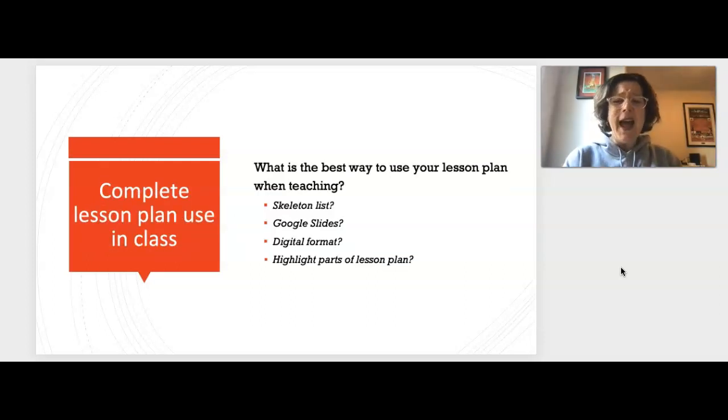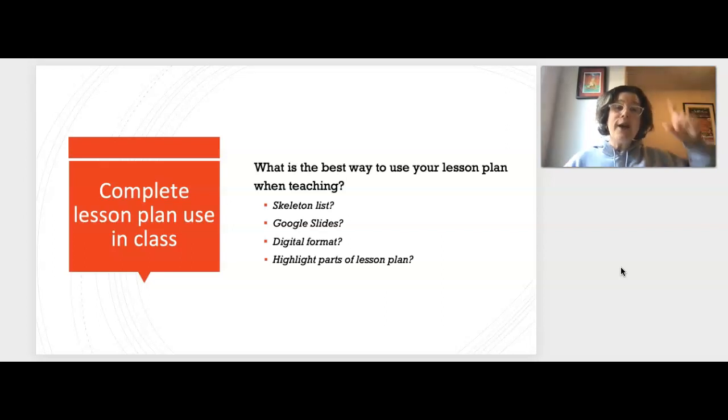Okay, how to actually use complete lesson plans in the classroom. So we know that complete lesson plans are usually multiple. It could be 2 or 3 pages. Sometimes there's a lot of text, and sometimes we found that pre-service teachers get lost in the lesson plan. So we want you to start individually. What is the best way to use your lesson plan when teaching?